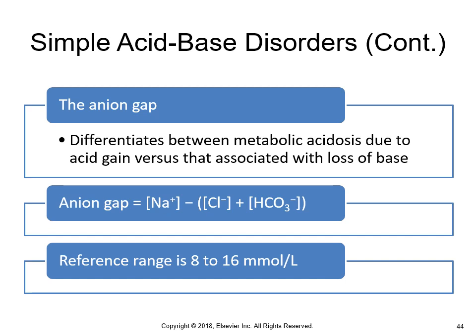Let's talk a little bit about the anion gap. The anion gap differentiates between metabolic acidosis caused by acid gain versus that associated with the loss of base. The major serum cations and major anions, the difference being due to the unmeasured ions. The most commonly used formula to compute the anion gap is as follows: anion gap equals sodium ions minus the sum of chloride and bicarbonate.